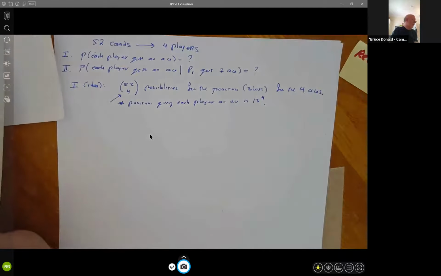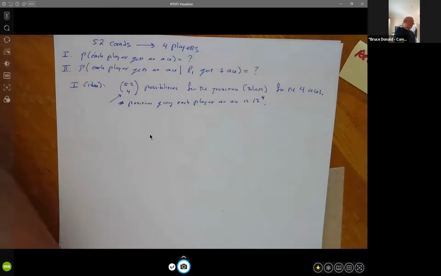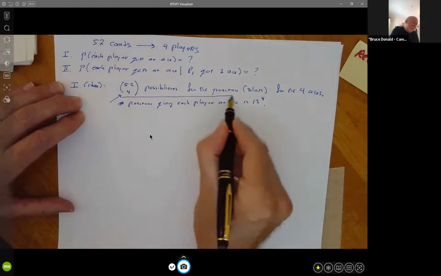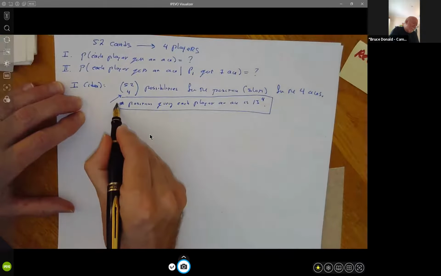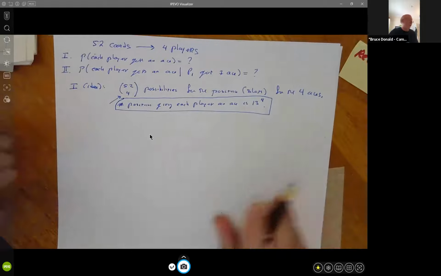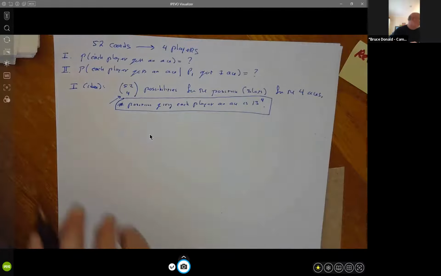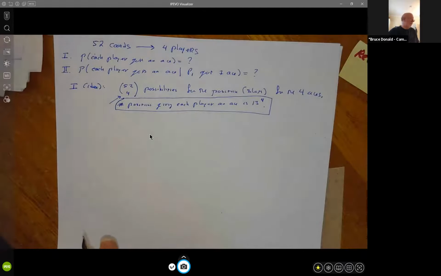All right. So let's just pause there. And let me ask you if this statement makes sense to you. And if not, we'll go into some detail. Do you see why the number of positions that give each player an ace is 13 to the 4? And if you don't, please ask me a question. Yeah, I don't understand. I see the 13 maybe is 52 divided by 4, but other than that, I'm not quite sure. Yeah, no, great question.